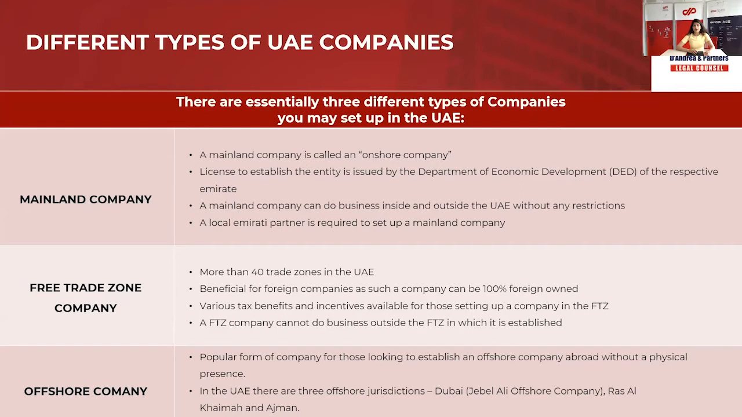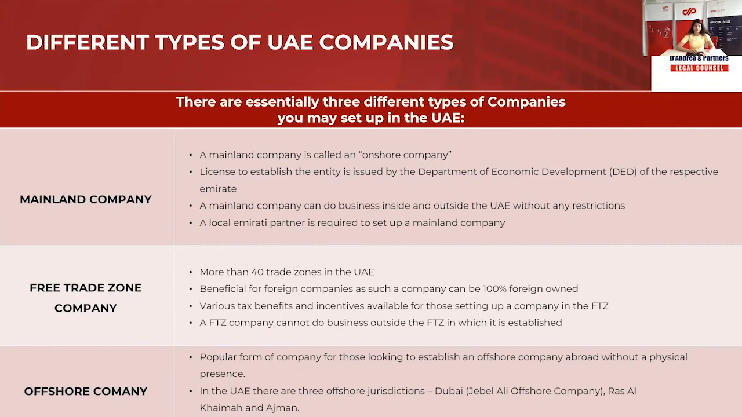Now, to jump back to the 3 different kinds of companies that I was talking about. First, the mainland company. A mainland company is essentially an onshore company because such a company can do business inside the UAE and outside the UAE without any restrictions. However, you require a local Emirati partner to set up a mainland company, and generally the license to establish a mainland company is given by the Department of Economic Development of the respective Emirate.